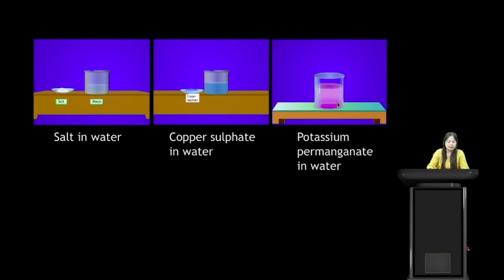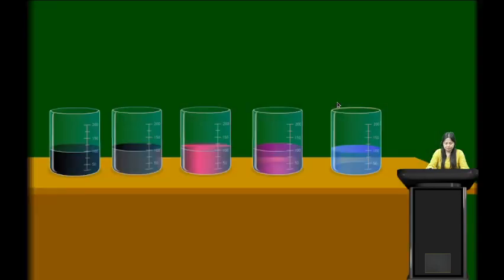We see that in all these examples they are evenly distributed. There is uniform composition throughout. So these are examples of homogeneous mixtures.